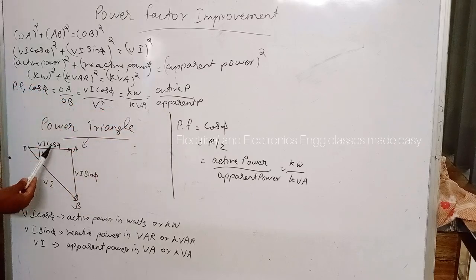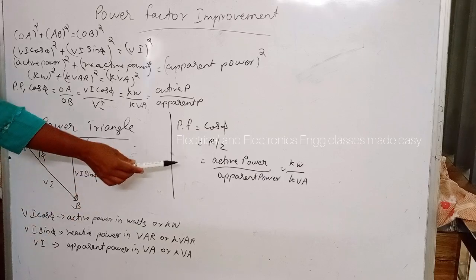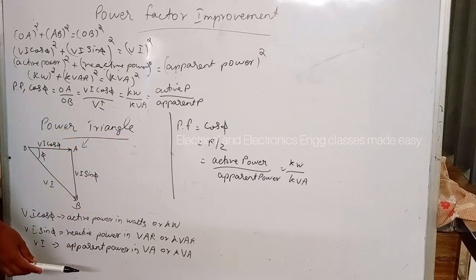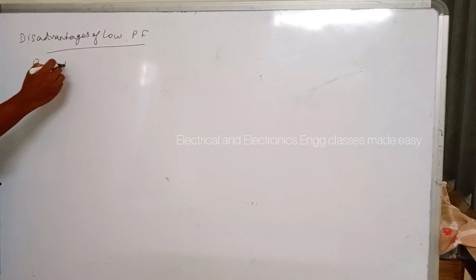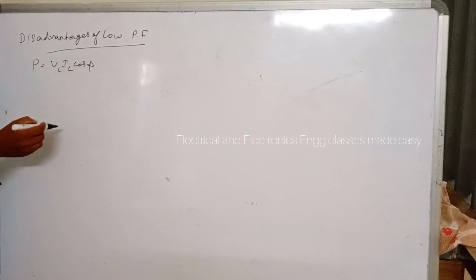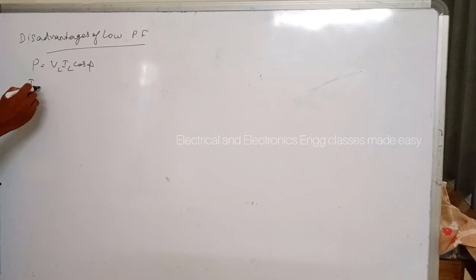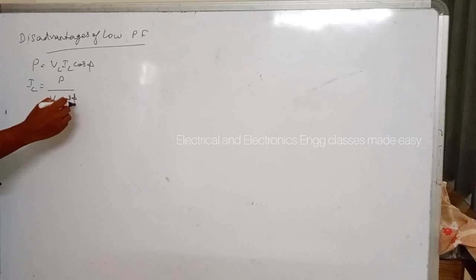Then power factor is also equal to the ratio of the active power and apparent power, that is kW divided by kVA. Next is disadvantages of low power factor. Power factor plays an important role in an AC circuit because the power consumed depends upon this factor. That is, power is equal to VL IL cos phi, and from this we can write IL is equal to P divided by VL cos phi.